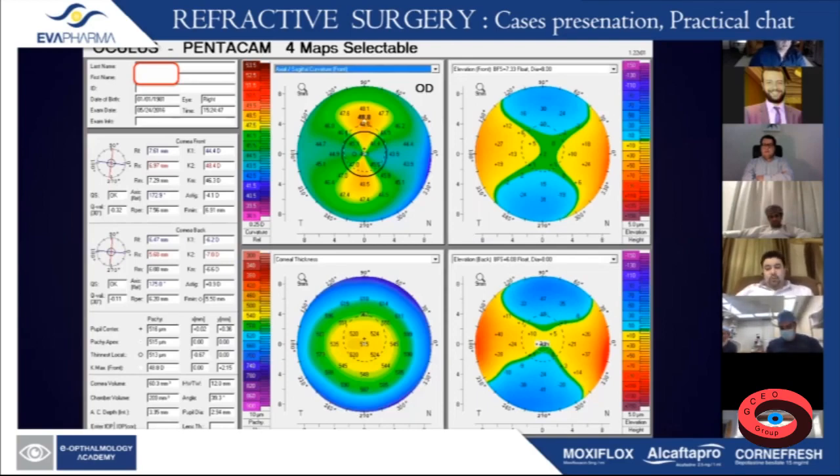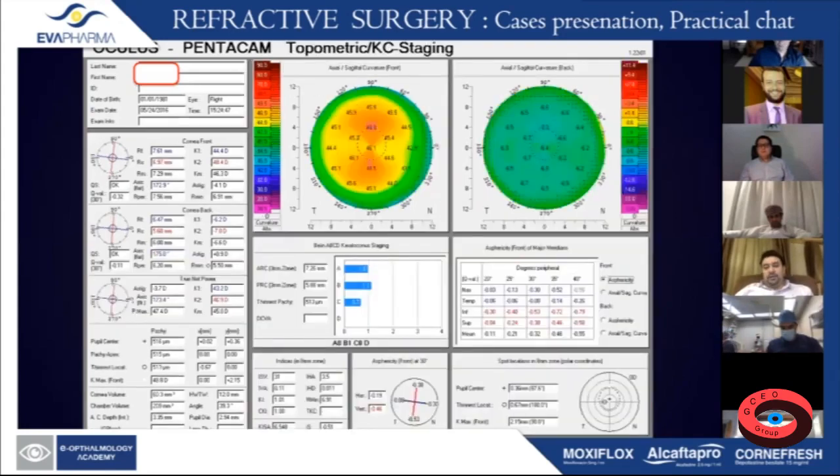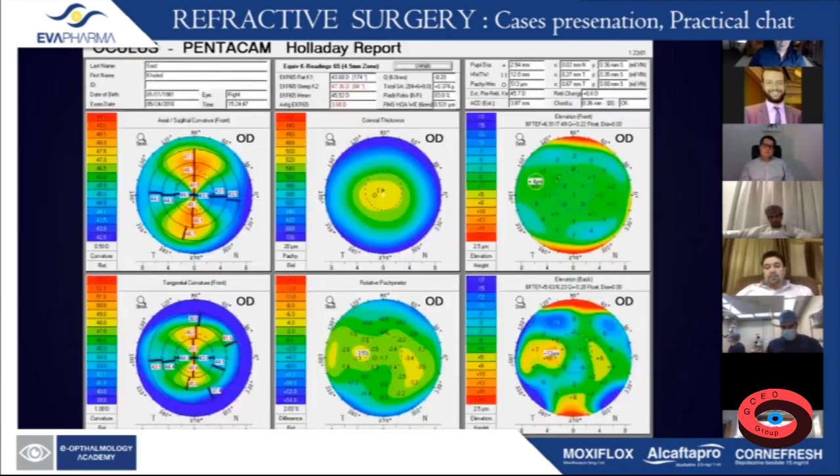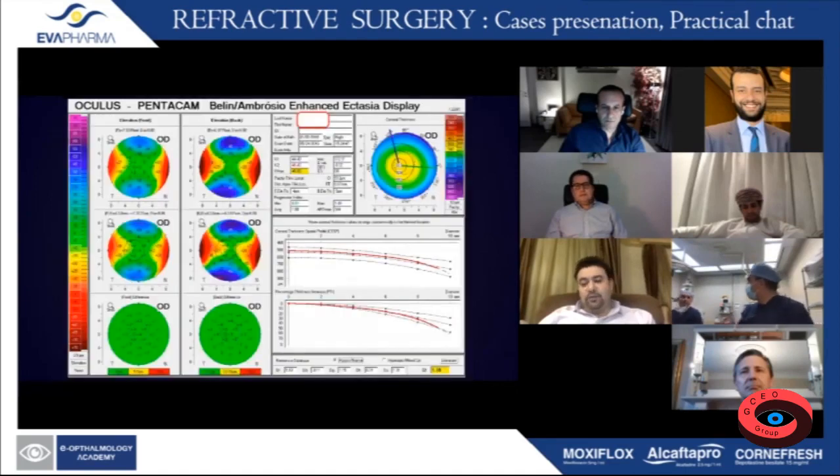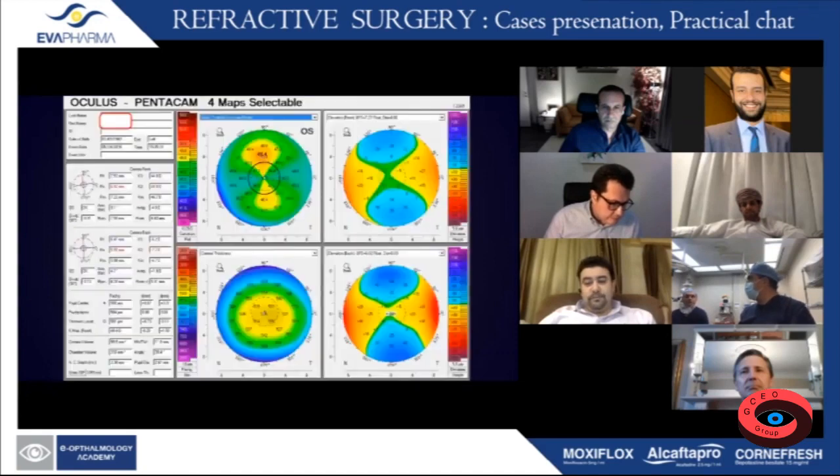And here are the topometric indices, and here are the Holladay reports showing no abnormality in the anterior and posterior surface. And the Belin-Ambrosio display can show some sort of higher D than normal. The normal D value is 1.6, and you can see it's a little bit high, but this is because of the initially steep cornea. And here is the left eye showing the same thing. So the cornea is originally steep.